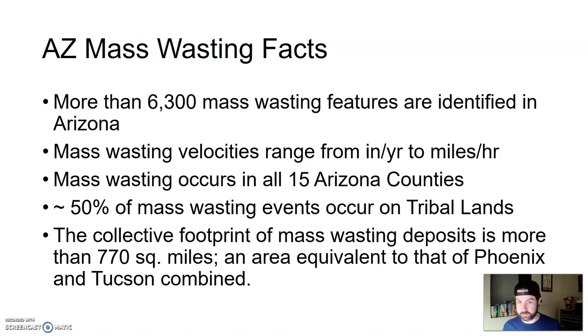If we looked at those 6,300 mass wasting features that have been identified in Arizona, and at the area they covered, their collective footprint of the deposits they've left on the ground, it's more than 770 square miles. That's an area equivalent to Phoenix and Tucson combined. So it's a lot.